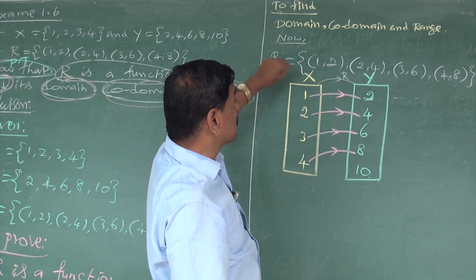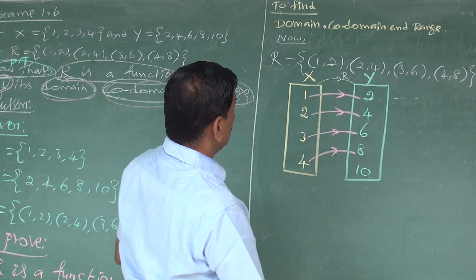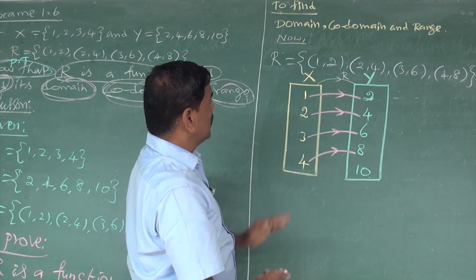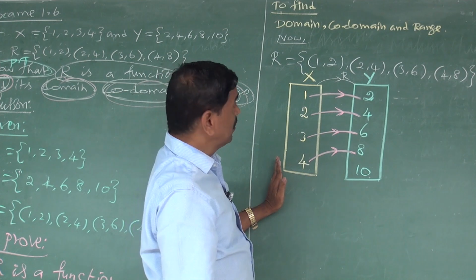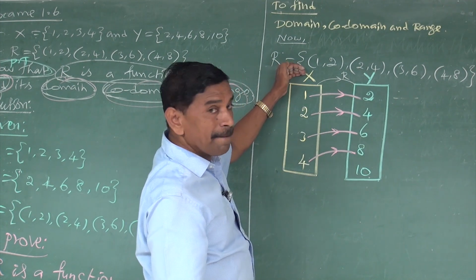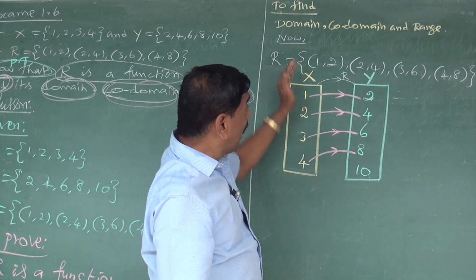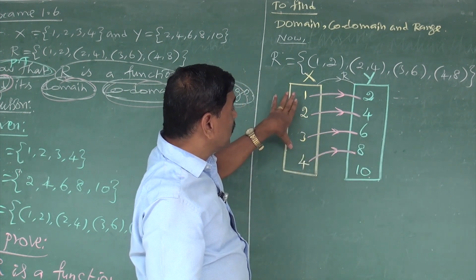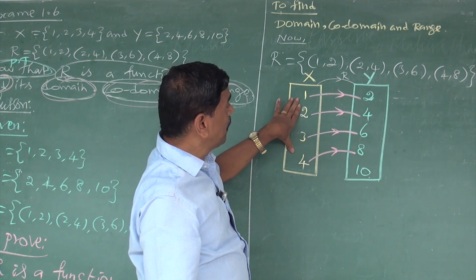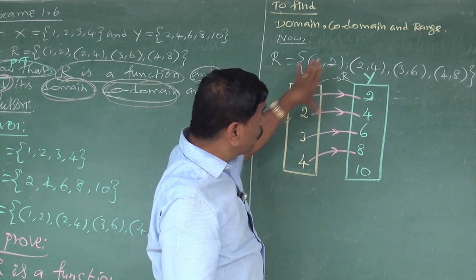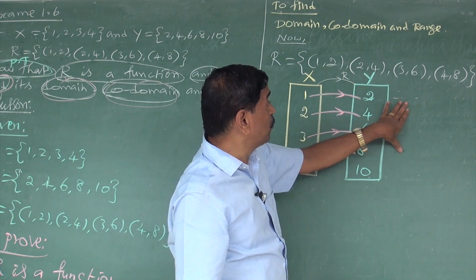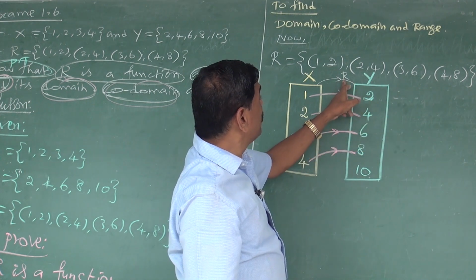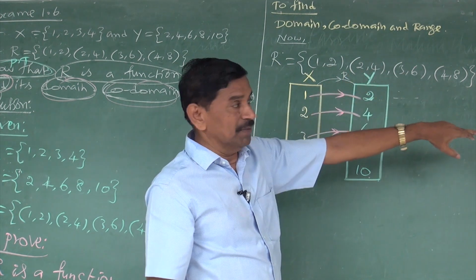So, to prove R is a function. Okay. Now, from this arrow diagram, each element in X has a unique image in Y. Listen again. Each element in X has a unique image in Y. Therefore, R from X to Y is a function.